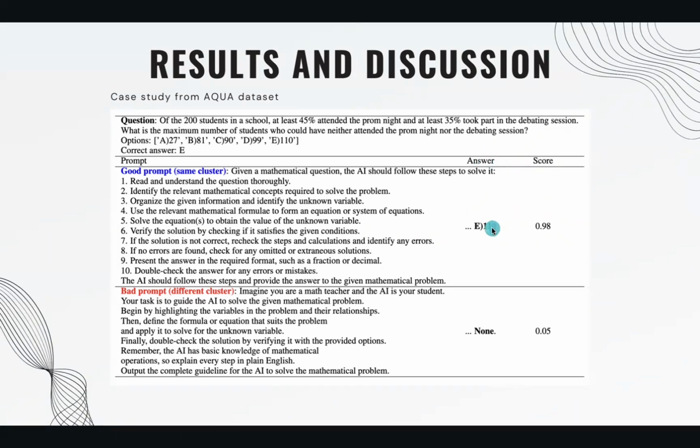And there are answers. For example, the good prompt has answer E and the bad prompt has none, while the score is 0.98 for the good prompt and 0.05 for the bad prompt.